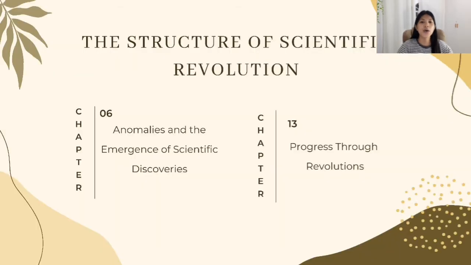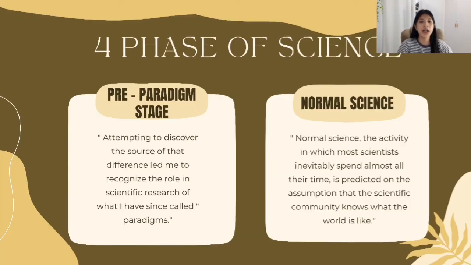His book, The Structure of Scientific Revolutions, has 13 chapters, but for our course reading, we will be talking about chapter 6, which is Anomalies and the Emergence of Scientific Discoveries, and chapter 13, which is Progress Through Revolutions. For us to understand these two, we need to understand the whole book first. Basically, in the book, there are 4 phases of science that lead to scientific revolution. And it starts with the pre-paradigm stage.